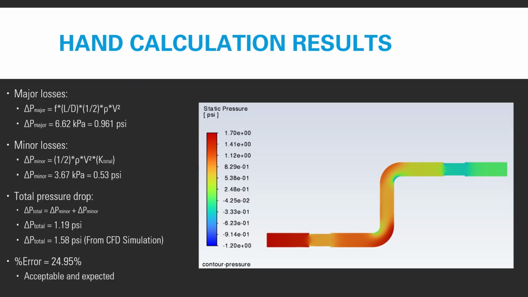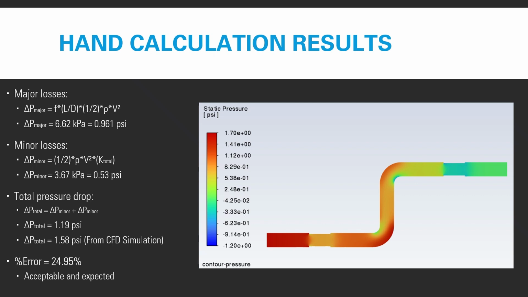So for the major losses of the system, we multiplied the friction factor by the length divided by diameter times 1/2 times density times velocity squared. This gives us a total major loss of 0.961 psi. For the minor losses, we multiplied 1/2 by density times velocity squared times the total loss coefficients, K total. For the total minor losses, we got a value of 0.53 psi. So for the overall system, we got a total pressure drop of 1.19 psi from the hand calculations.